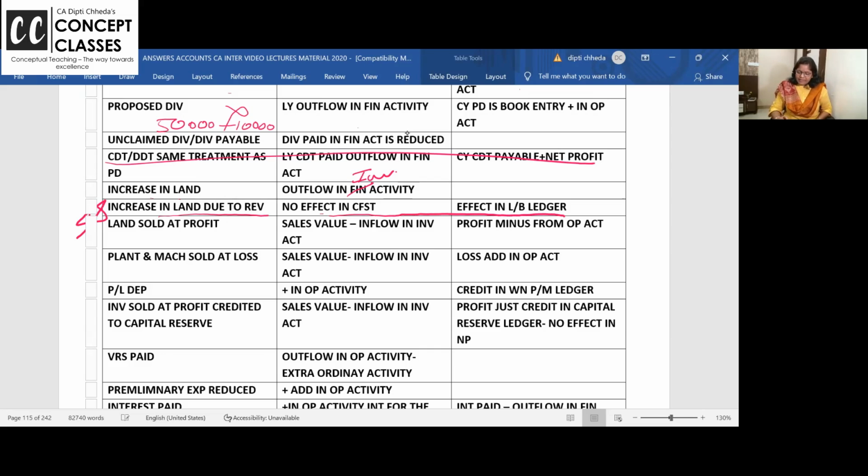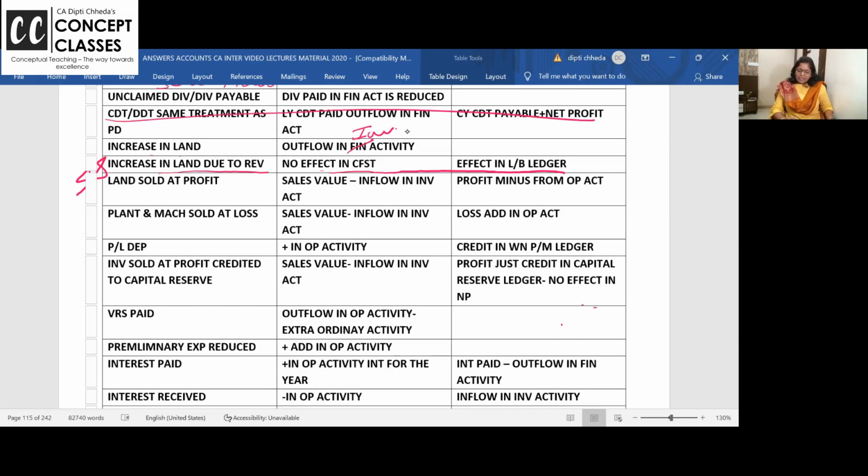Of course, in the land and building ledger you will have to give the effect. This is the land and building account: opening, the capital reserve which increased, then some purchase, sale. I hope all of you know how to make a routine asset account. Plant and machinery, land is sold at profit, so sale value including the profit. Land of 10 rupees sold at 2 rupees profit. 12 rupees land value is taken as inflow in investing activity.